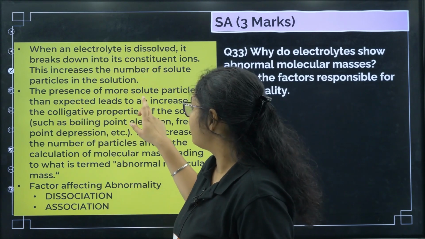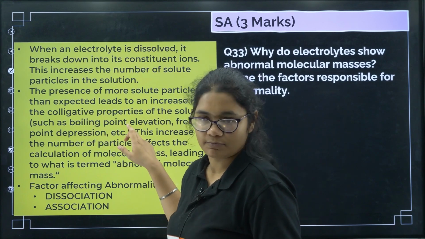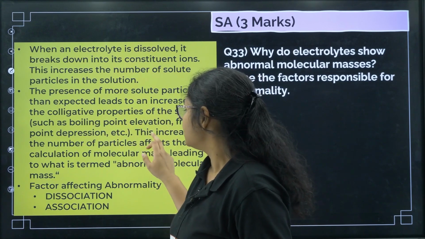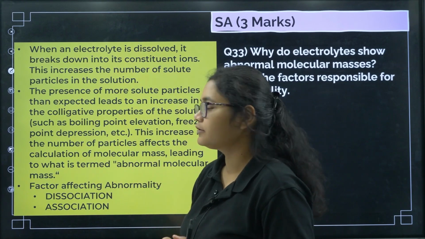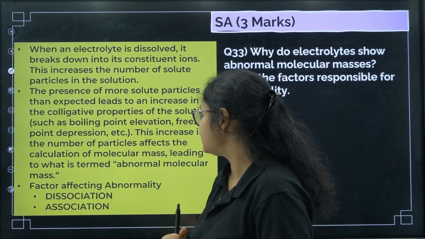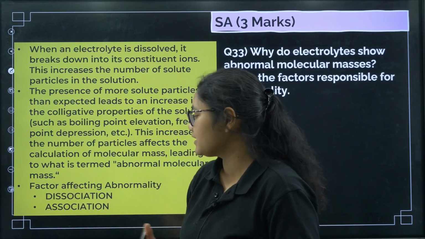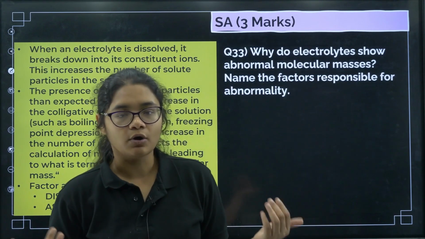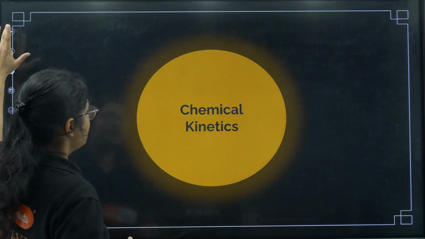Now the number of more solute particles than expected leads to an increase in the colligative property of the solution. So this increase in the number of particles affects the calculation of the molecular mass, leading to what is termed as abnormal molecular mass. Now, the factors affecting it can be either association or dissociation of the solute particles, very similar to the question that we have discussed.